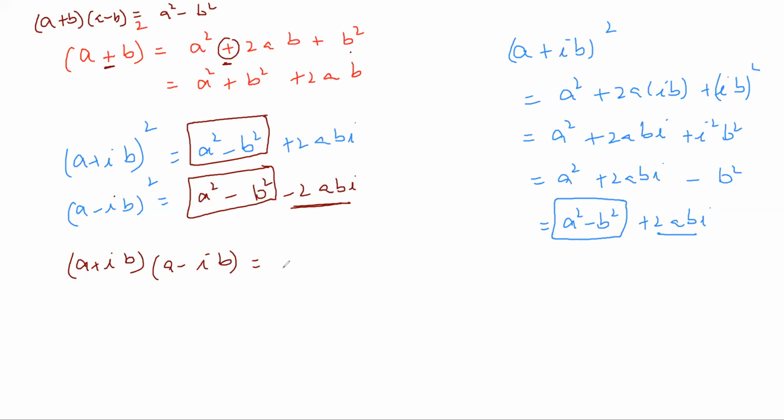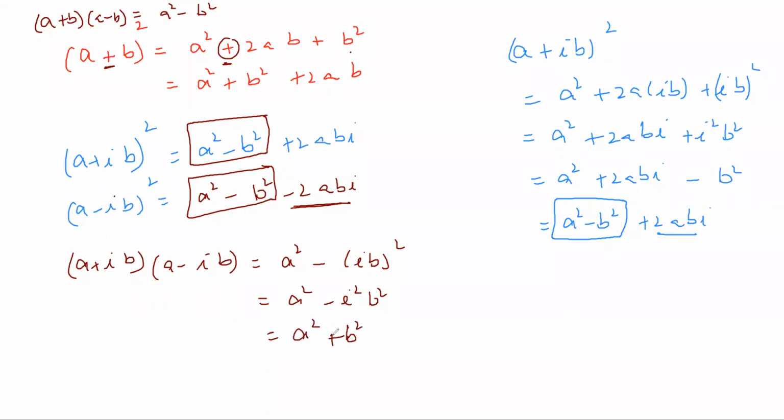Now let me explain why it is a square plus b square. Basically, this is still a square minus iota b square. Okay. But when you simplify this, you get a square minus iota square b square. And you know that iota square is minus 1. So this minus into minus will make it plus.